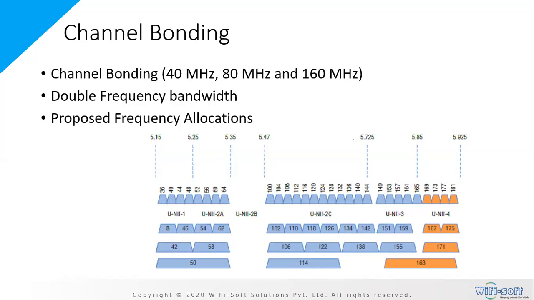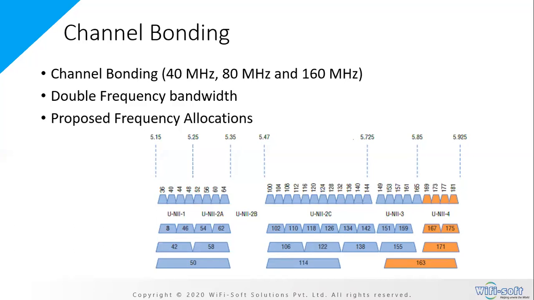The disadvantage is that all of a sudden, the number of channels that are available to you to design your network is reduced. If you have one access point on 36, you can't have any other access point on 40, 44, 48, and 52. You can have another neighboring access point on the 56 band, because otherwise there will be channel interference. So as you increase the bandwidth of a channel, the number of channels to design your network reduces.